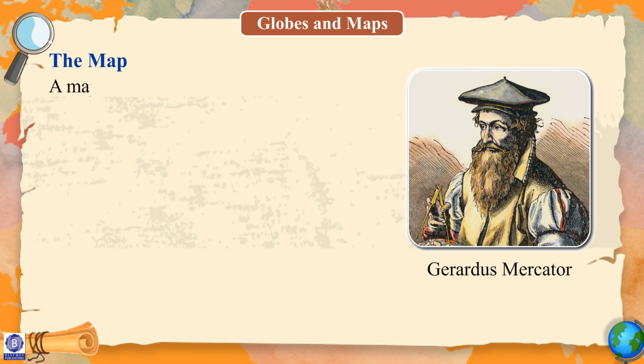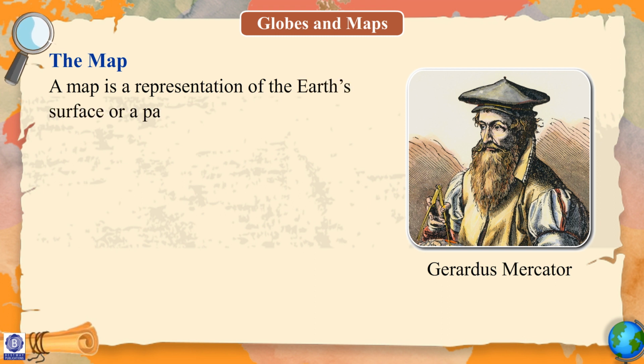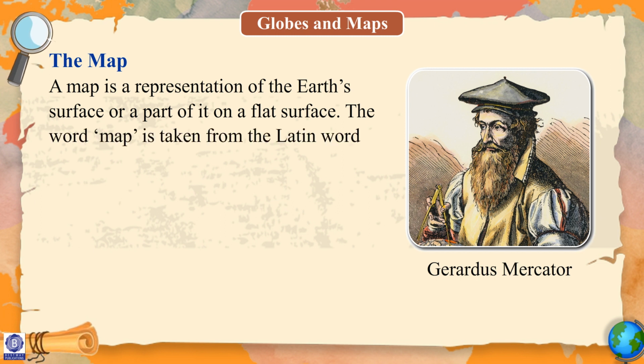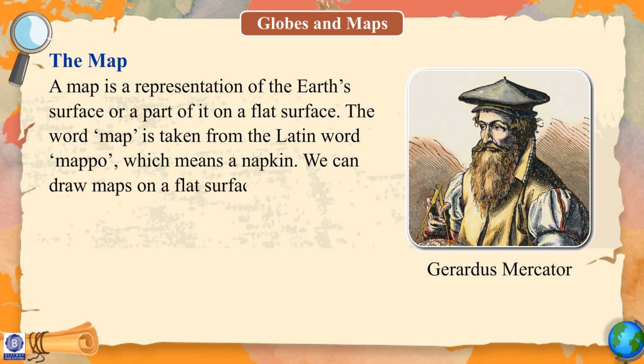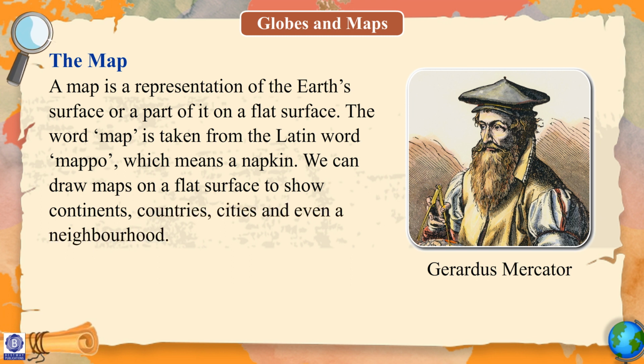The map. A map is a representation of the earth's surface or a part of it on a flat surface. The word map is taken from the Latin word mapo, which means napkin. We can draw maps on a flat surface to show continents, countries, cities, and even a neighborhood.